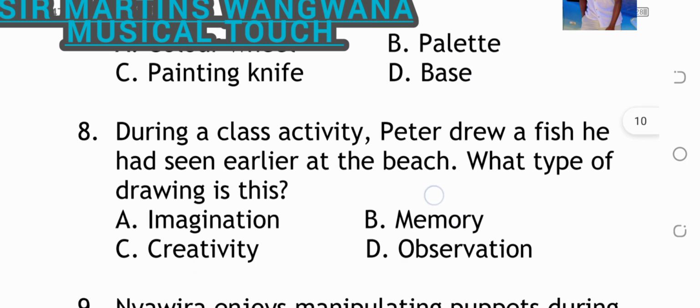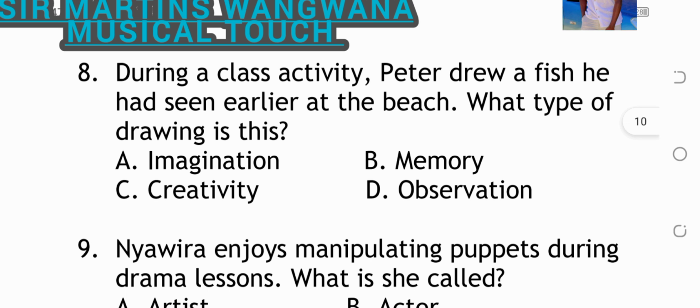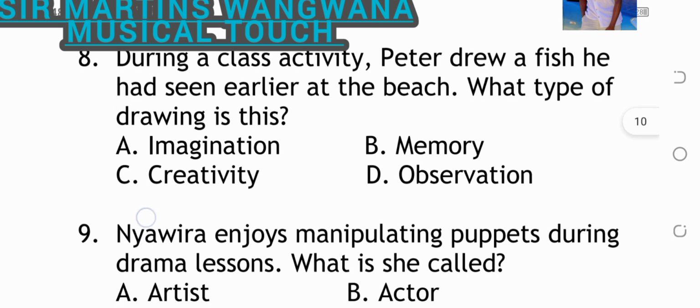Number 8 says, during a class activity, Peter drew a fish he had seen earlier at the beach. What type of drawing is this? This one is not imagination, but you have seen that thing which is still stuck in your memory. Therefore, that one is drawing from memory. The correct answer is B.